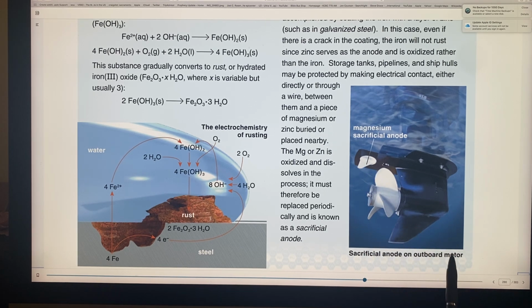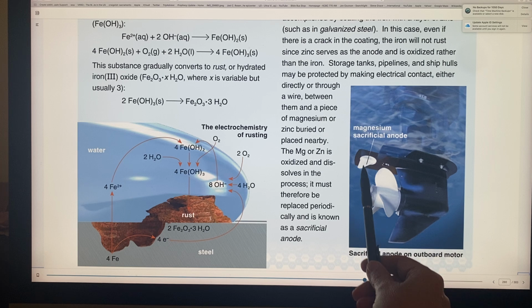We have the sacrificial anode on an outboard motor. Why do they put that there? Because this will draw in the corrosion, like with storage tanks and pipelines, which are protected by making an electrical contact there. A piece of magnesium or zinc that's really close by will be placed nearby, and this zinc will take the oxidation process before it gets to the iron. So it's known as a sacrificial anode.